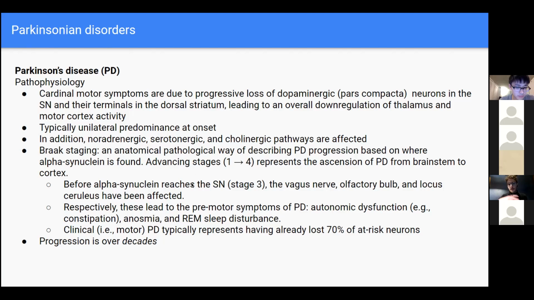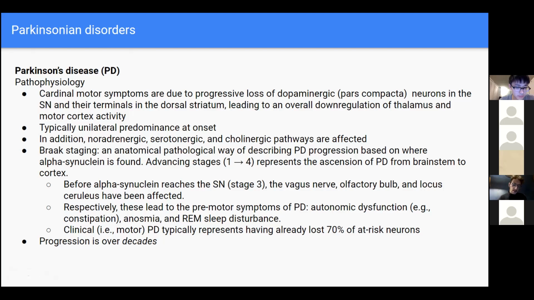So before you get that motor involvement, alpha-synuclein is already going to disrupt areas related to the vagus nerve, the olfactory bulb, and the locus ceruleus, and that's in chronological order. And then respectively, these lead to the premotor symptoms of Parkinson's disease, like autonomic dysfunction. So, classically constipation, anosmia, and REM sleep disturbance, because the locus ceruleus is heavily implicated in REM sleep regulation.